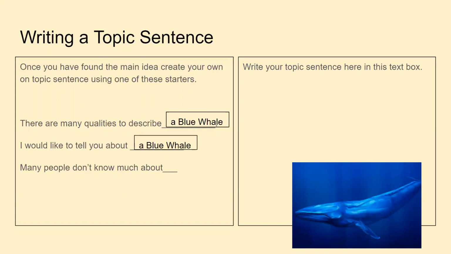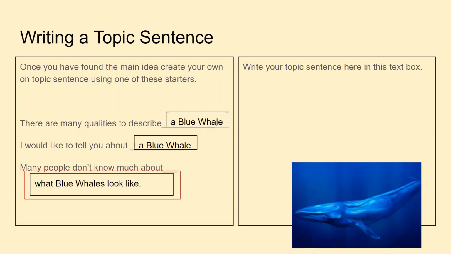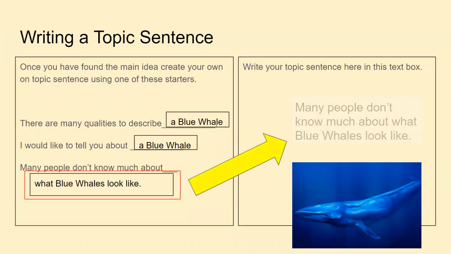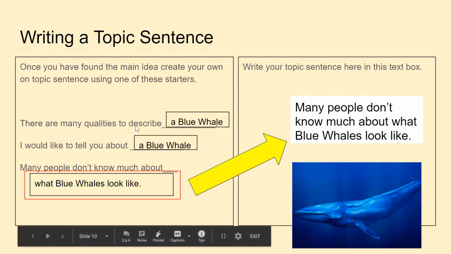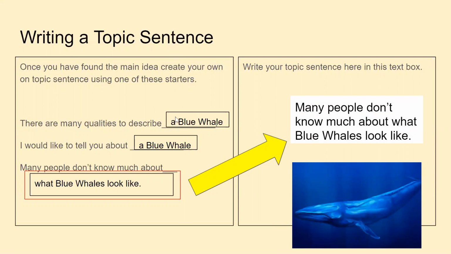And then if you use the last sentence stem, you could say, many people don't know much about what blue whales look like. Does that work? So which one would you pick? I like the last one. Many people don't know much about what blue whales look like. Then you would write it over here in the box. So while I'm demonstrating it for you, I showed you how you could make these sentences right here. But when you're doing your assignment, you don't have to write it in every single one. Does that make sense?